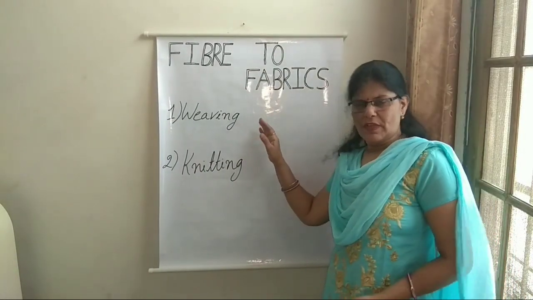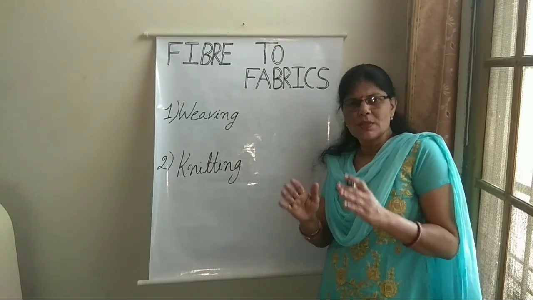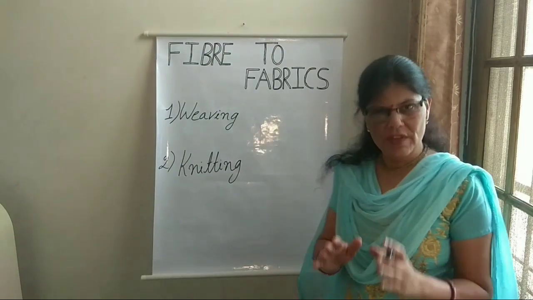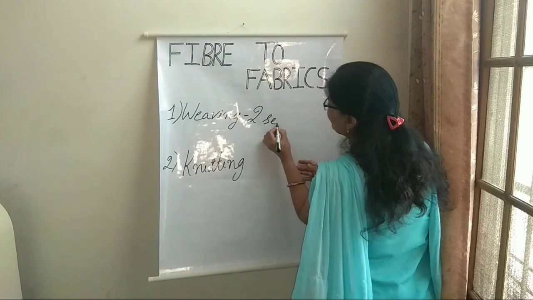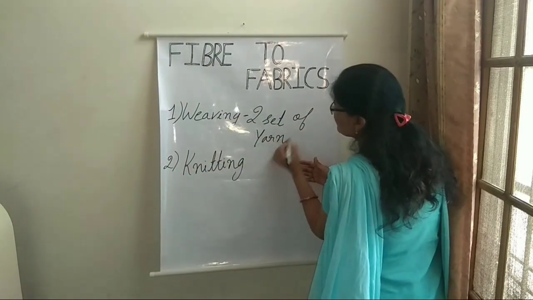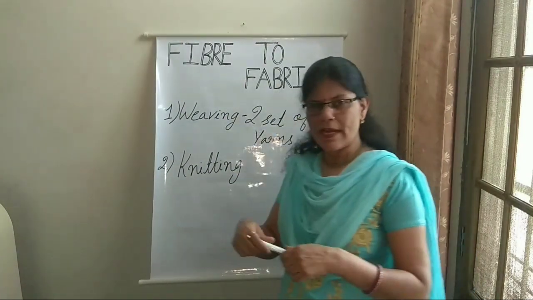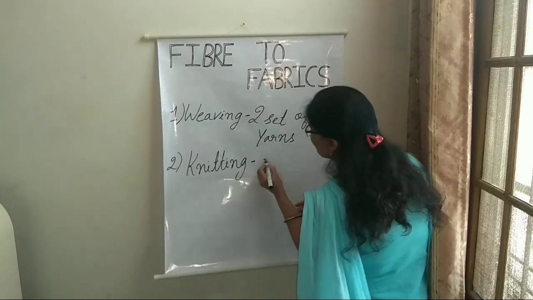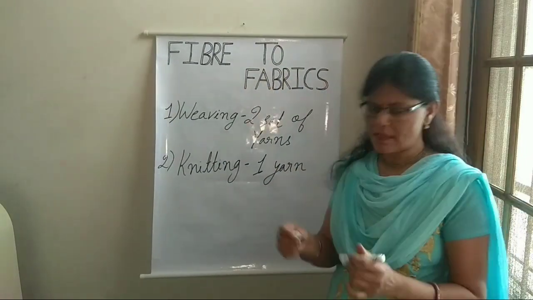So the first process, weaving. Weaving means when we use two sets of yarns. When two sets of yarns are arranged together to make a fabric, this is called weaving. In weaving we are using two sets of yarns, and in knitting we use only one yarn. So let us first discuss weaving.